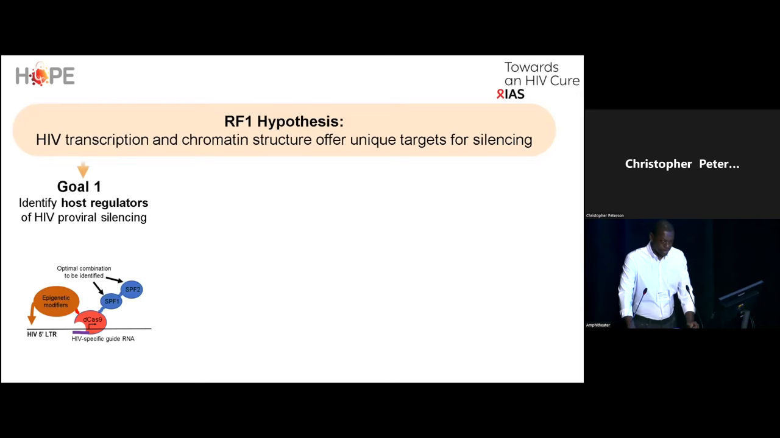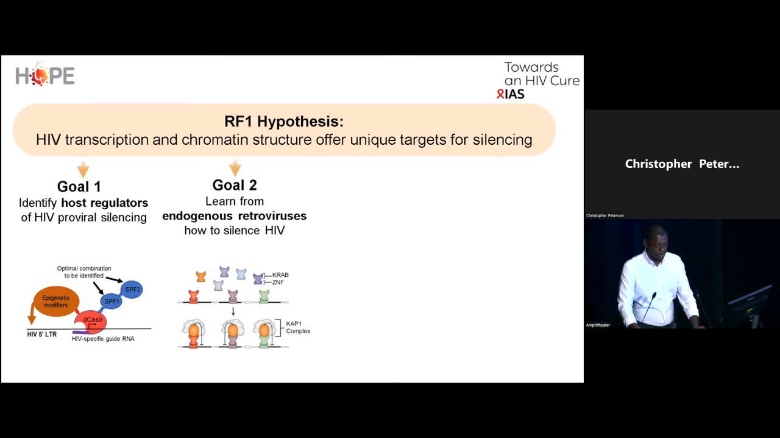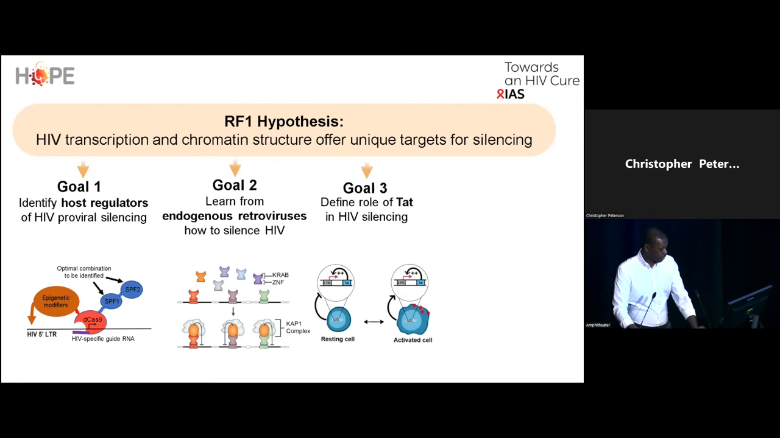The first goal is to identify host regulators, and we've got some really interesting data identifying targets that can repress HIV through dCas9 integration into the promoter, thereby pulling in regions to silence the virus. We also want to learn from the endogenous retroviruses. They've been very successful in silencing these viruses through KRAB and zinc finger domains. We want to study those and see how they're able to suppress the virus, but also in some cases reactivate, and see how we can learn from those processes to adopt them for HIV silencing. The third goal is to define TAT in better detail and identify other targets for silencing. And we've got a number of strategies to look at that in the program.